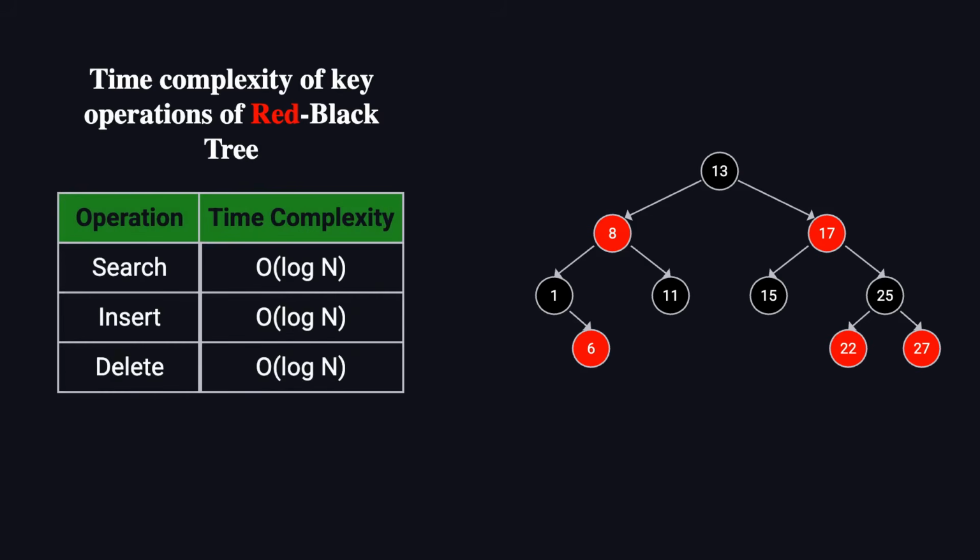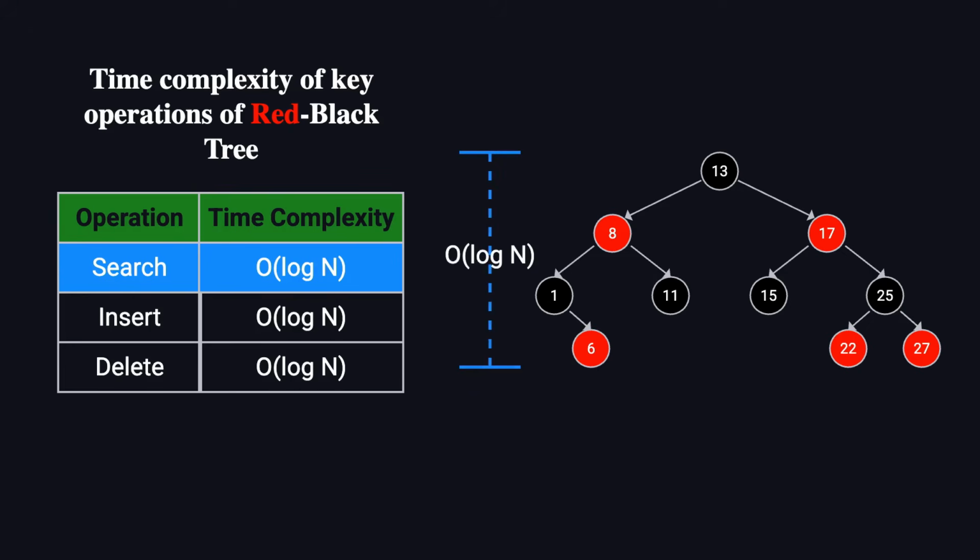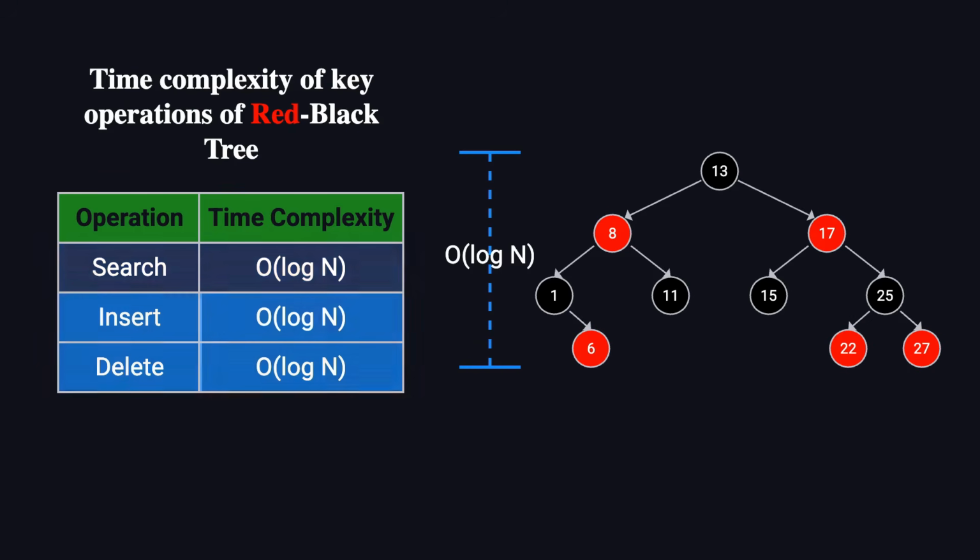The main operations are search, insertion, and deletion. Searching works exactly like in a regular binary search tree, by comparing values and moving left or right until we find the target node. Because the height of a red-black tree is always O(log n), the search operation also runs in O(log n) time. Insertion and deletion are a bit more complex because they can break one or more of the 5 red-black tree rules. To restore balance, we use 2 key techniques: recoloring and rotations. We'll explore these in detail in later videos. Even though these adjustments add some extra steps, the overall time complexity remains O(log n), just like searching.